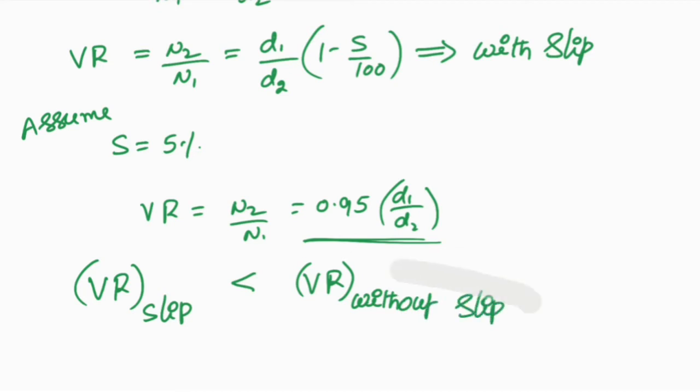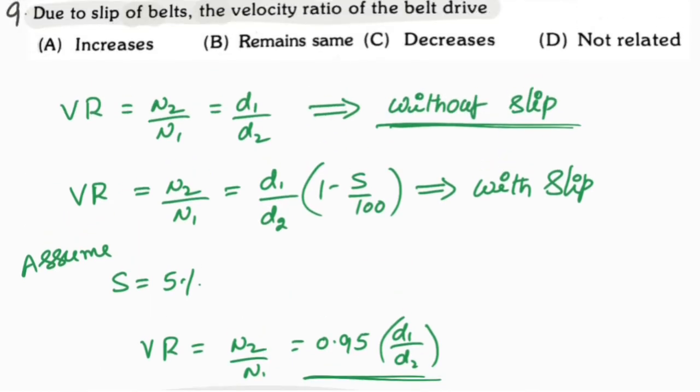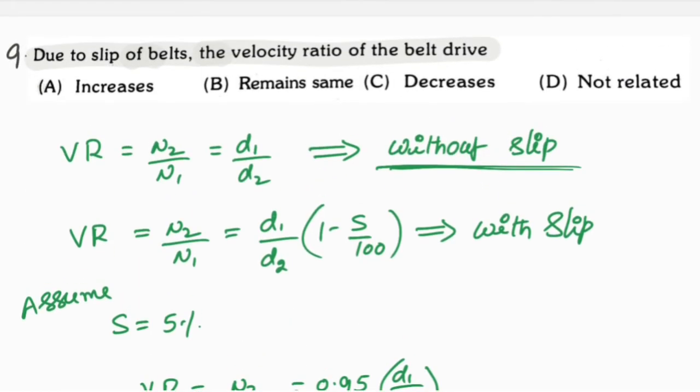So that is the answer. I hope you got my point. Anyhow, conclusion is, once the slip of the belt is considered, velocity ratio decreases. Look at the option C. Option C is absolutely correct.